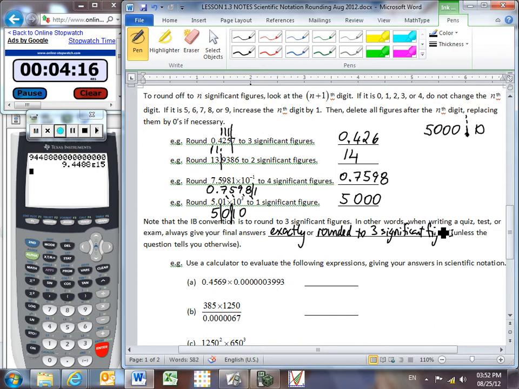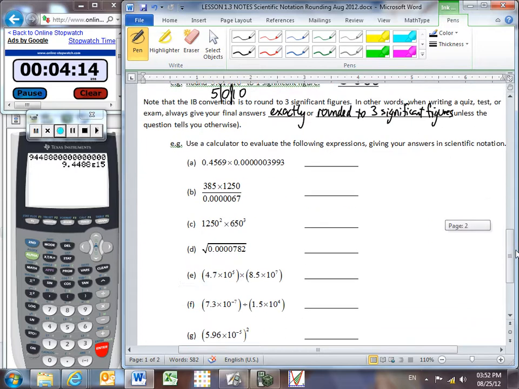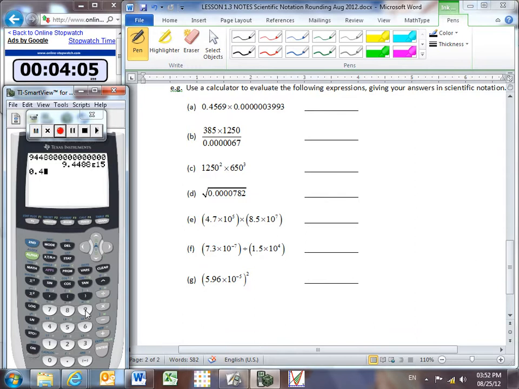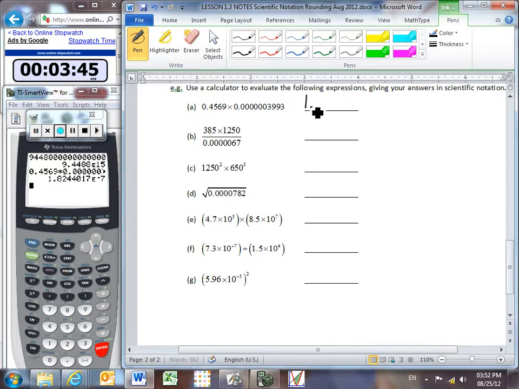Okay? Last batch of examples. We're going to use a calculator to evaluate these, and we'll give our answers in scientific notation. So let's do the first one. 0.4569 times, there's 6 zeros, 0.1, 2, 3, 4, 5, 6 zeros, and then 3993. And lucky for us, the calculator gives it to us in scientific notation. We're just going to have to change.